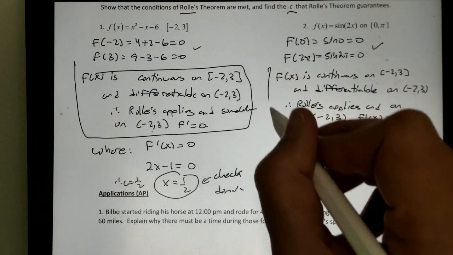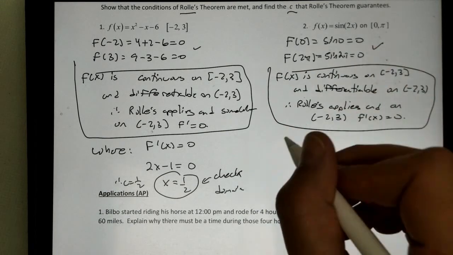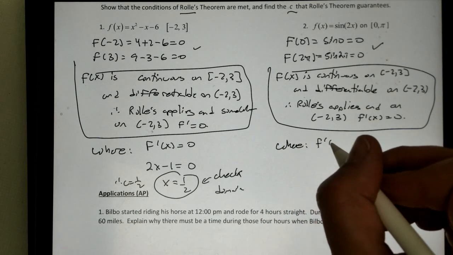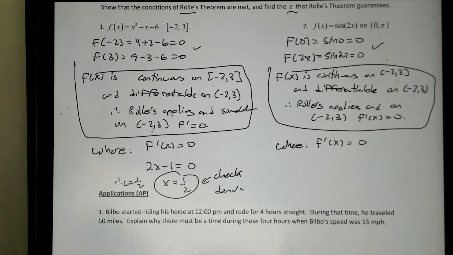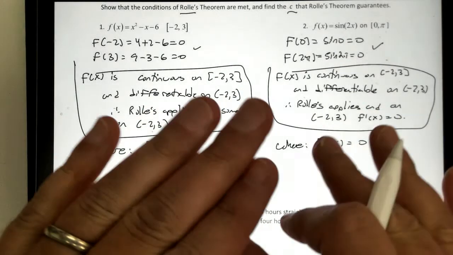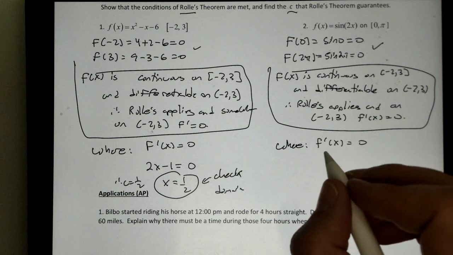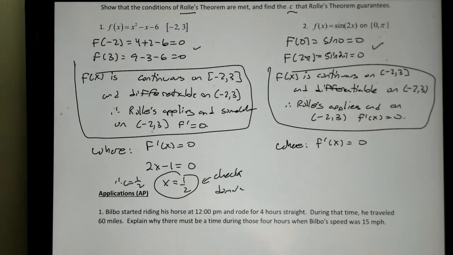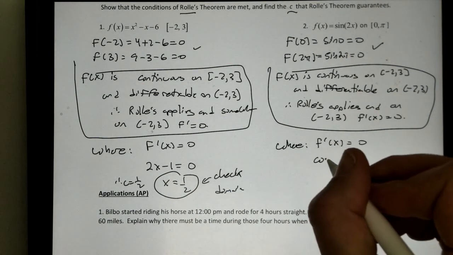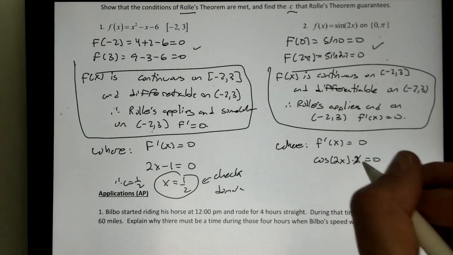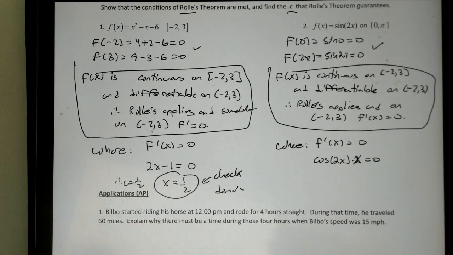There it is. Now we just have to find where that occurs. Okay, this is going to get tricky. Where does f prime of x equal 0? So we're going to set our derivative, our instantaneous rate of change, our IROC, equal to 0. Taking the derivative of sine, we get cosine of 2x, chain rule, times 2 equals 0. I don't worry about the 2, it just goes away.